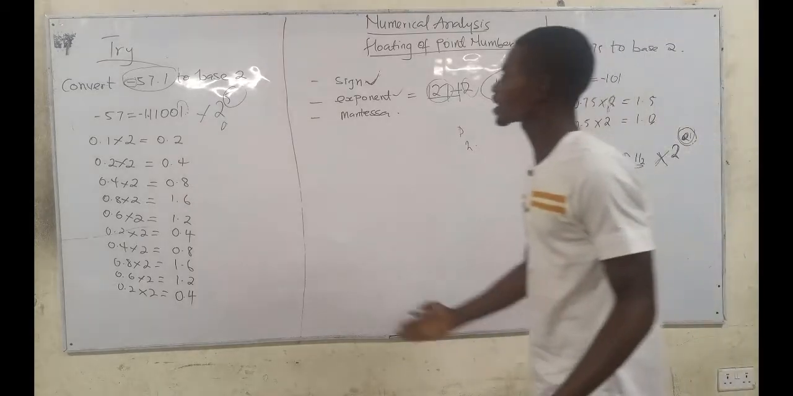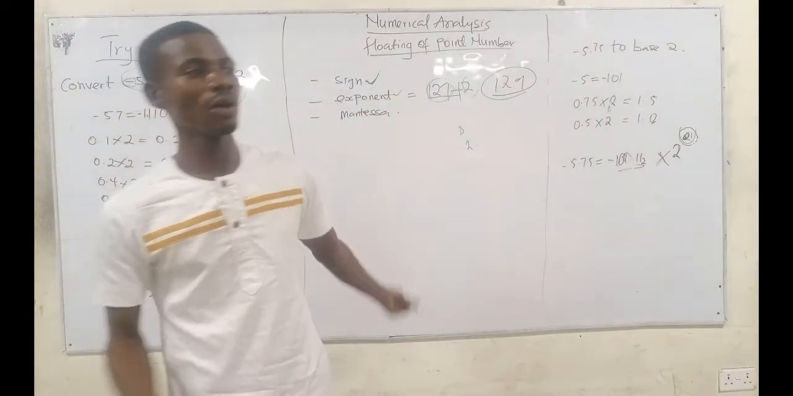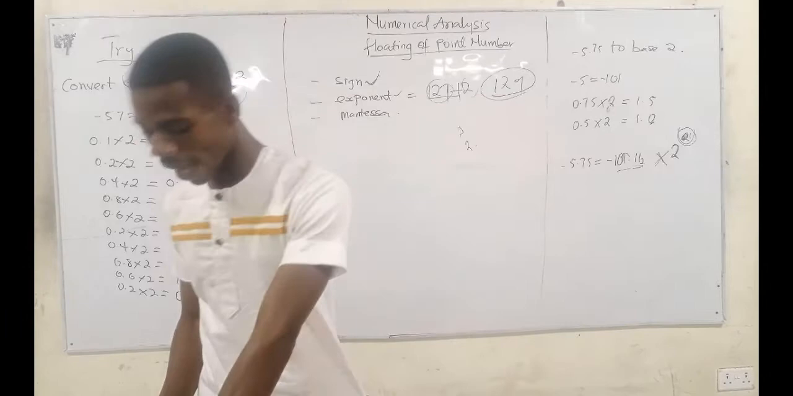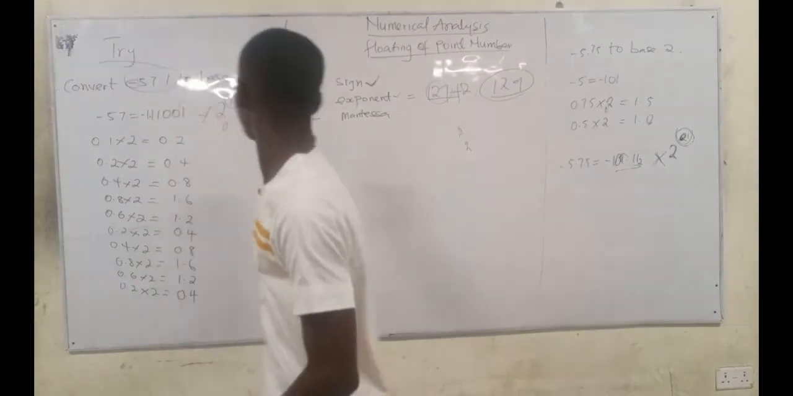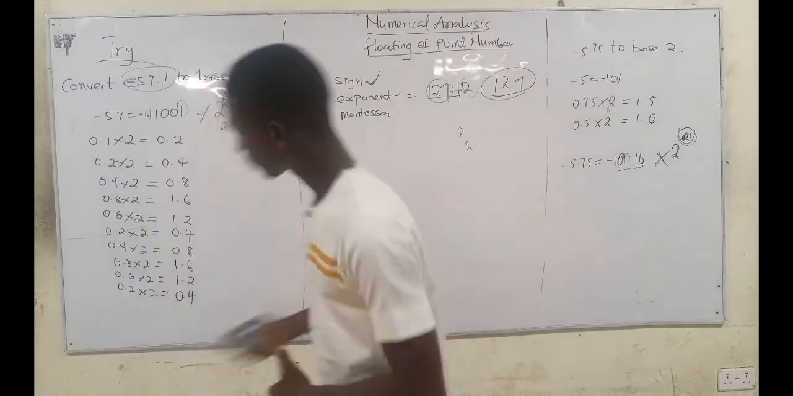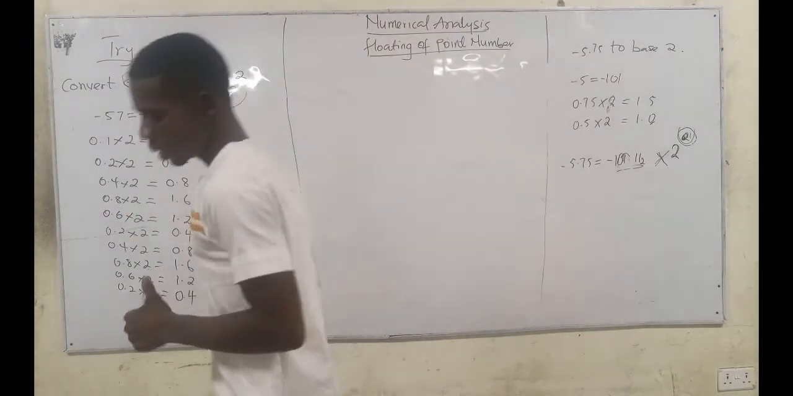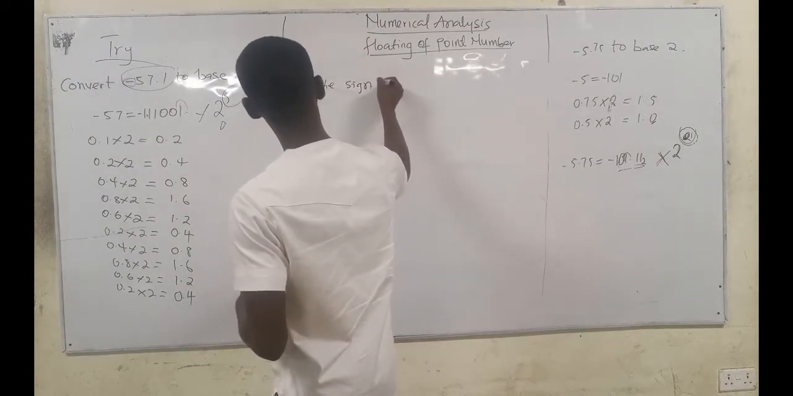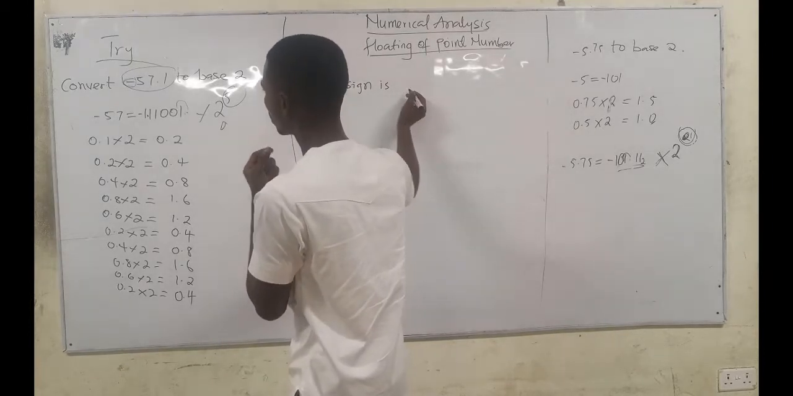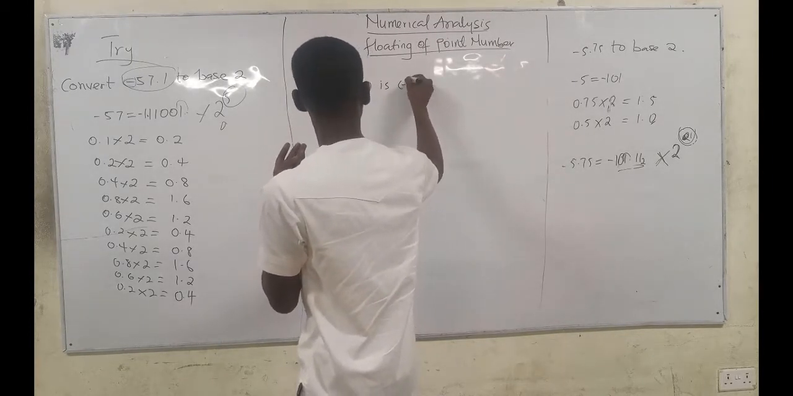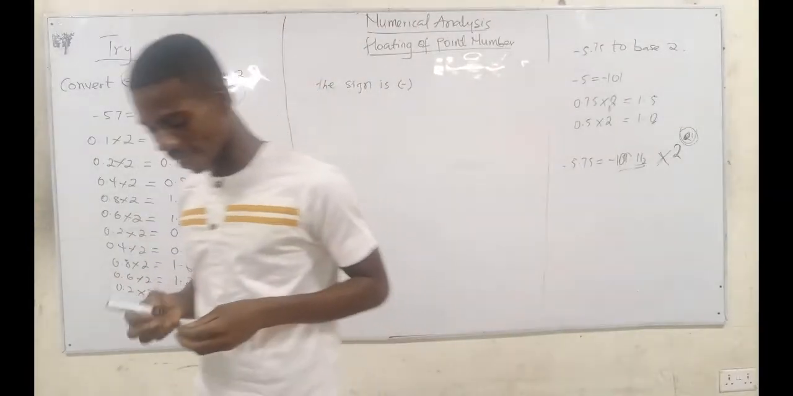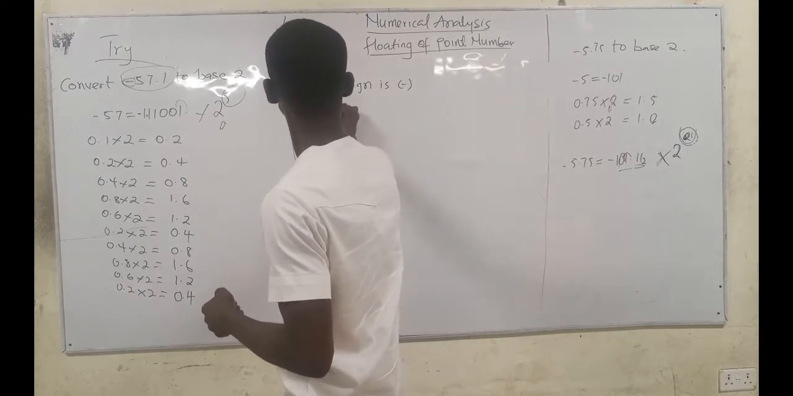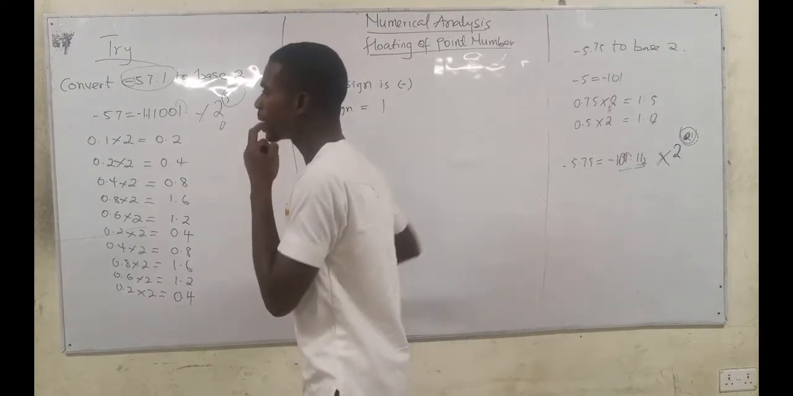So don't wait for somebody to tell you that it's a single precision before you do it. No. As soon as he tells you to float the point, please base your workings on the single precision one. So first of all, ask yourself, what is the sign? The sign is negative. So the value of the sign is equal to 1. Please, you must take this one before you do it.